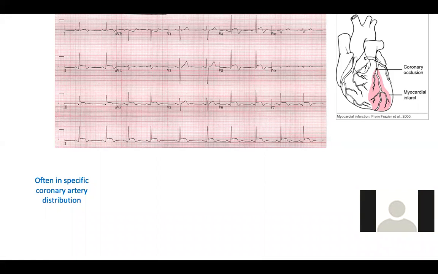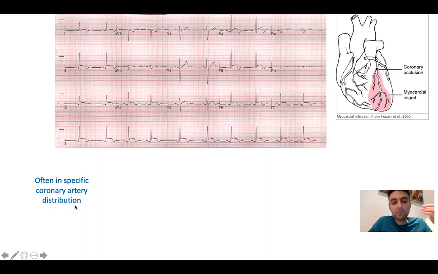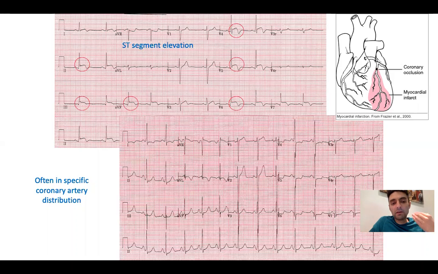Often it's in a specific coronary artery distribution. For example, here it's the inferior leads, and lateral leads, for example. And what about this ECG? Is it pathological or non-pathological, you think? The ST segment change.